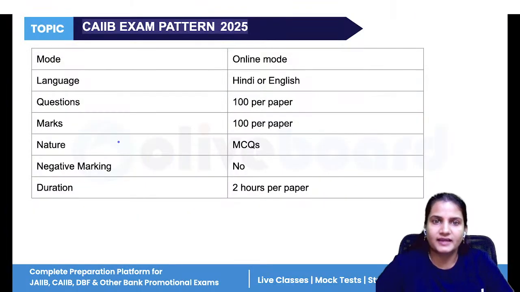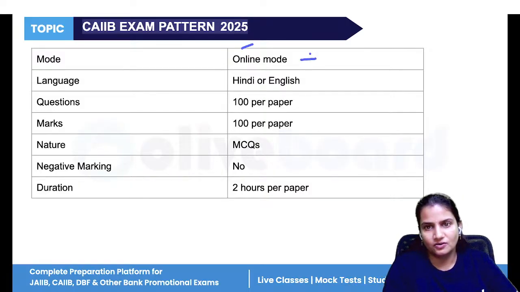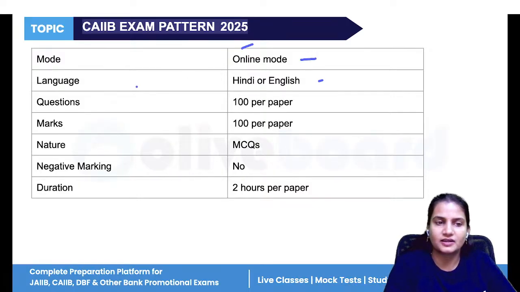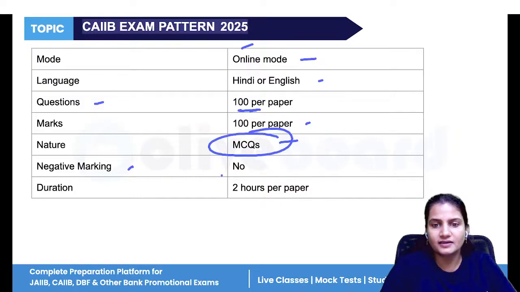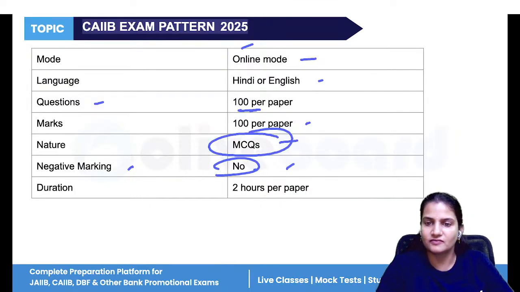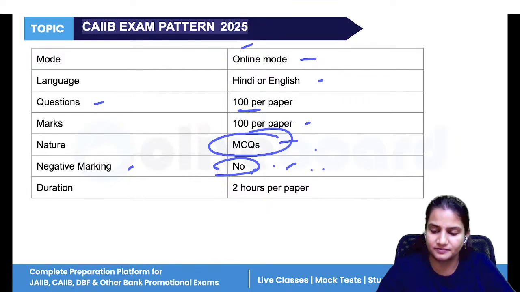Now, next, you all know what the examination pattern for CAIIB is. The mode is online, language Hindi and English. There will be 100 questions, and every question will be of 1 mark each. The pattern of questions is entirely objective, that is MCQs, and no negative marking is there. So those who are still in confusion whether there is any kind of negative marking, no, there is no negative marking.